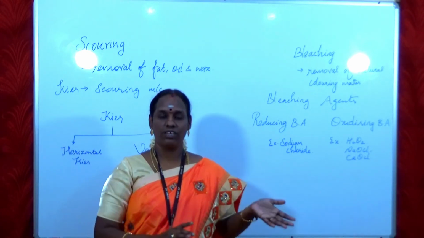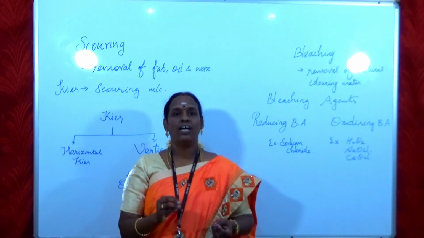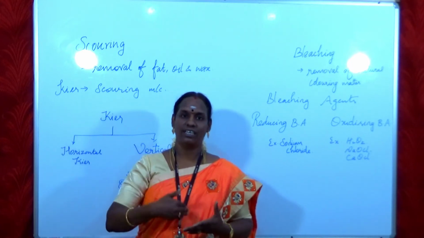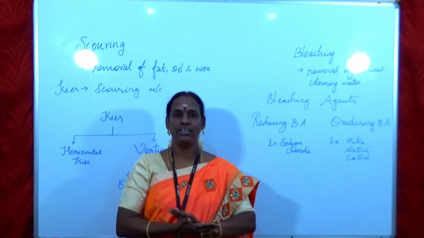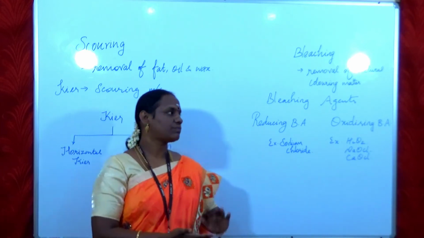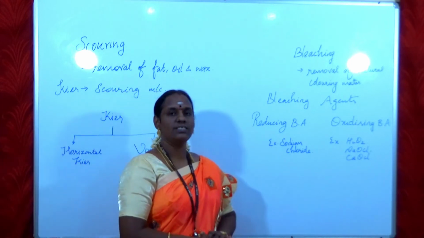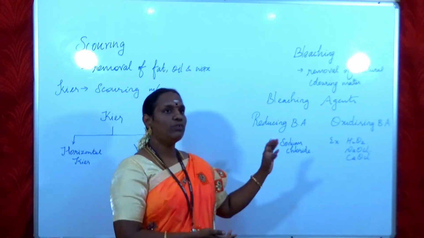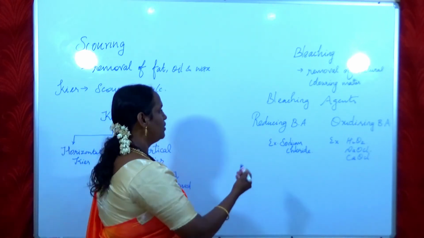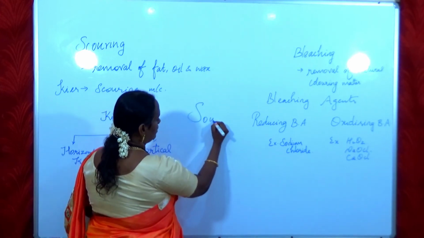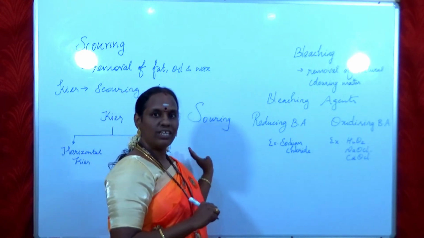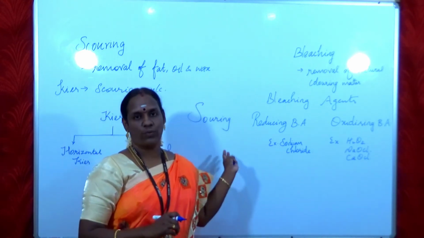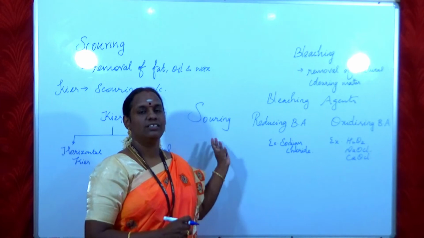Right? So in this scouring process, the unwanted matters present in the grey cloth are removed. So the fabric becomes purified from the trash matters. Okay. Next process is bleaching. So before the bleaching, one intermediate process is there, that is souring. Between scouring and bleaching, there is another intermediate process required, that is known as souring.